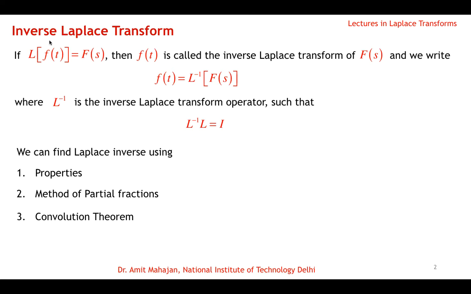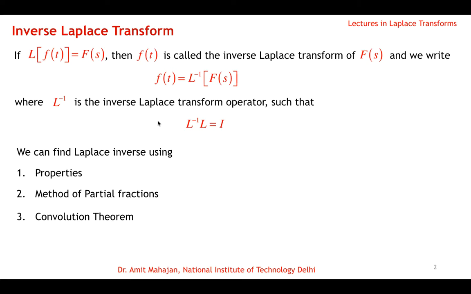So I'm going to define now what is inverse Laplace transform. If Laplace of a function f(t) is F(s), then f(t) is called the inverse Laplace transform of F(s), and we write that f(t) is Laplace inverse of F(s), where this L inverse is the inverse Laplace transform operator, such that this operator, when operated on Laplace, becomes the identity operator. That means if I take the Laplace inverse operator on both sides of this equation, then Laplace inverse of Laplace will be identity, so it becomes f(t), and here it becomes Laplace inverse of F(s), which is our new definition.